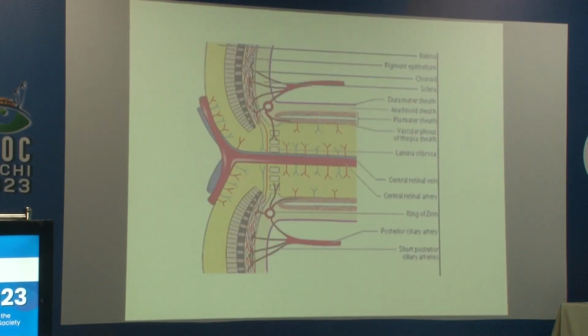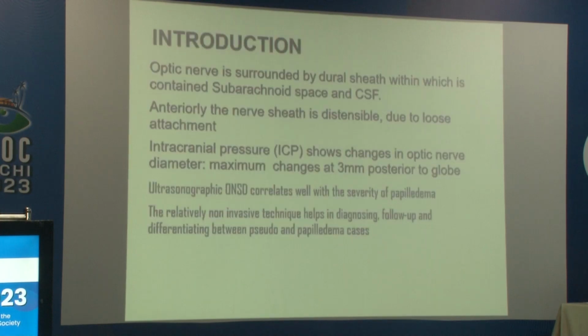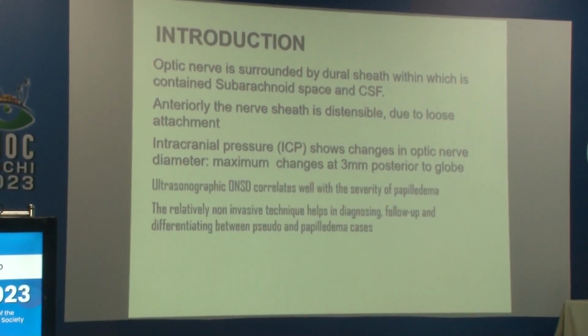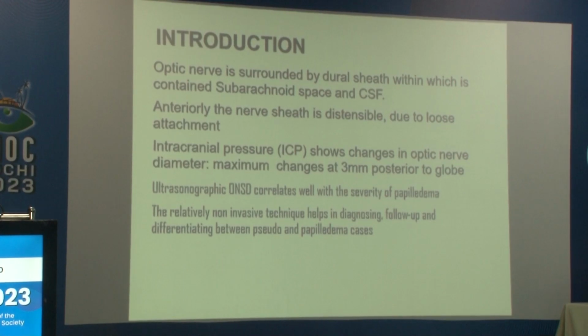The optic nerve is surrounded by a dural sheath which is continuous with the meninges of the brain. So if there is a rise in intracranial pressure, that will be reflected around the optic nerve sheath, and there will be swelling of the optic nerve sheath and hence an increase in diameter. Anteriorly, the optic nerve sheath is distensible, hence intracranial pressure changes are shown in the optic nerve diameter. Maximum changes occur at 3 mm posterior to the globe.